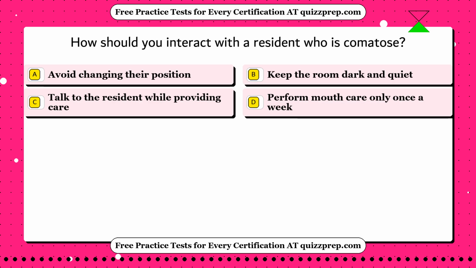Question 162. How should you interact with a resident who is comatose? Option A, avoid changing their position. Option B, keep the room dark and quiet. Option C, talk to the resident while providing care. Option D, perform mouth care only once a week.